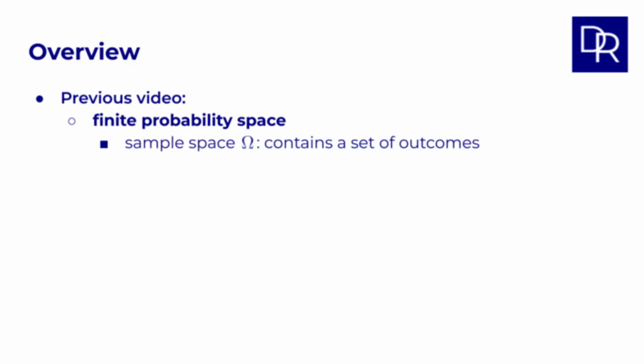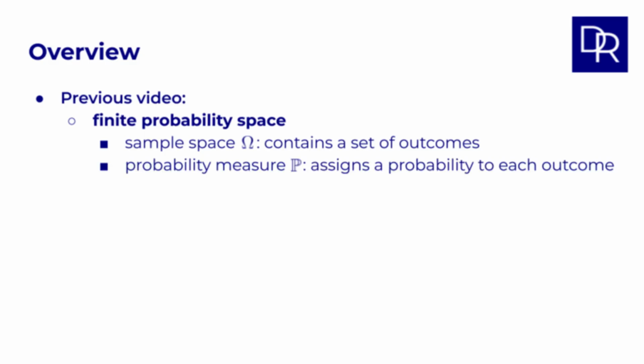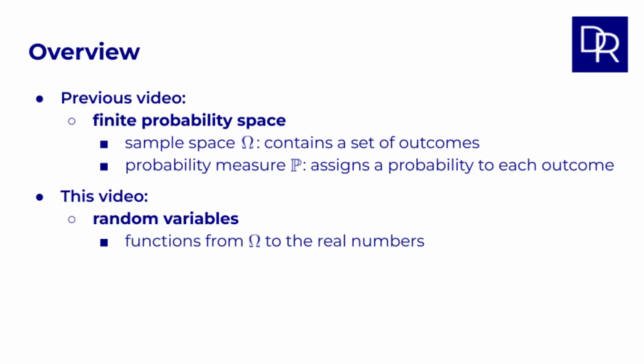In the previous video, we defined a finite probability space. It consists of a sample space omega, which contains a set of outcomes, and a probability measure P, which assigns a probability to each outcome. In this video, we'll build on that foundation by introducing random variables, which are functions from omega to the real numbers. We'll look at their distributions and expectations.